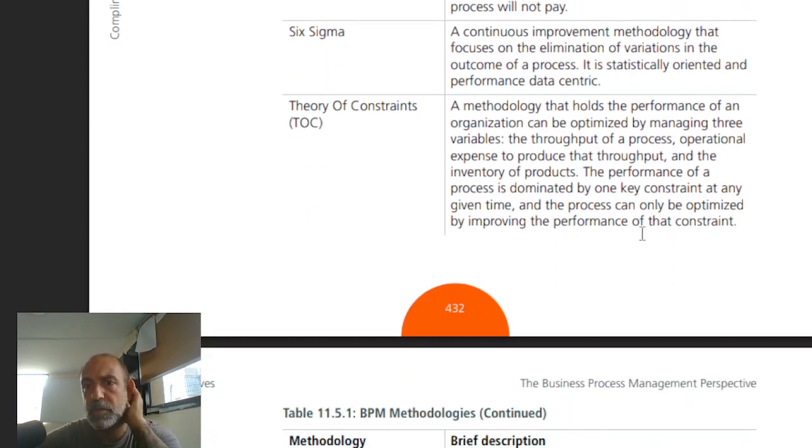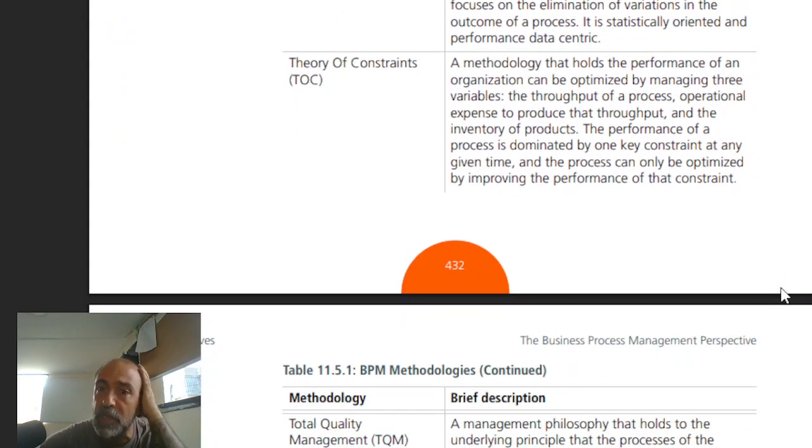The theory of constraints is a methodology that holds the performance of an organization can be optimized by managing three variables: the throughput of a process, the operational expense of the process to produce that throughput, and the inventory of products. So it's basically what are you producing, what does it cost to produce that, where are you getting that, and how are you storing that?